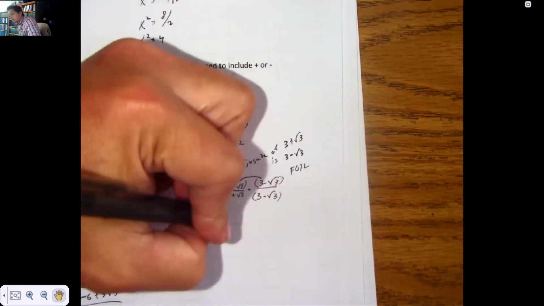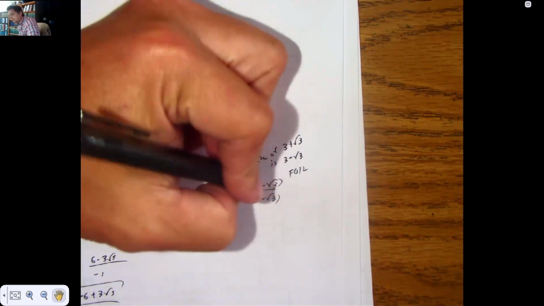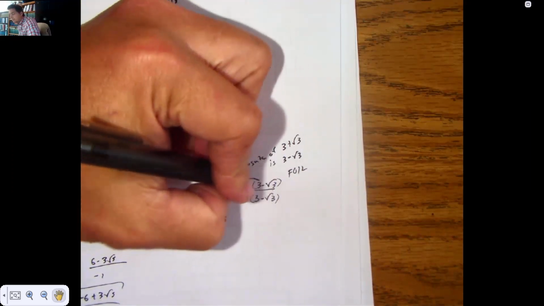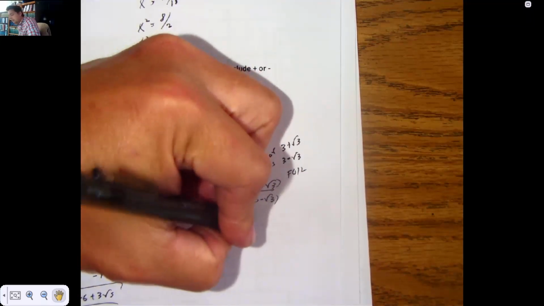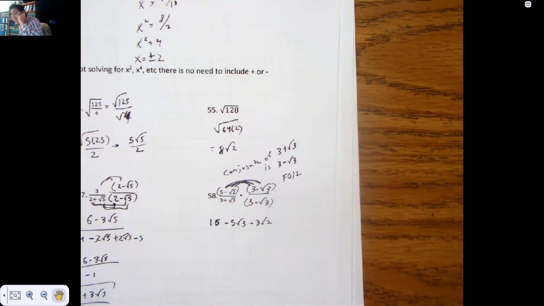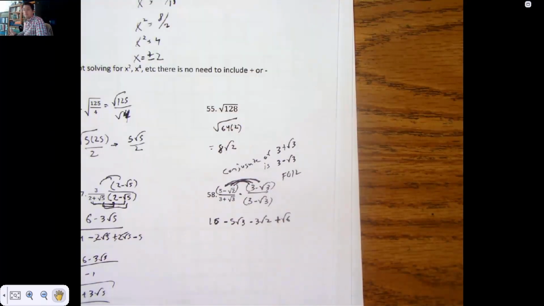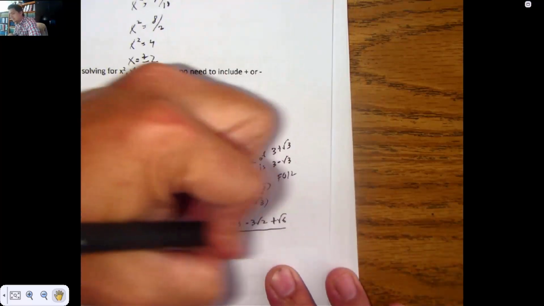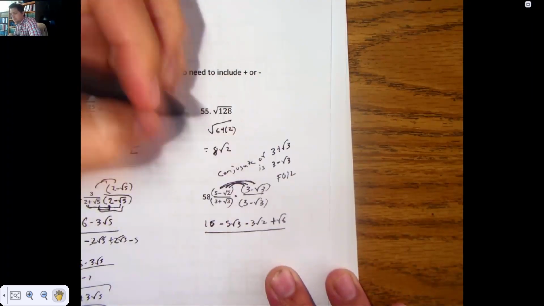3 times 5 is 15. I don't know why I went that way. 5 times 3 is 15. 5 times negative root 3, minus 5 root 3. Negative 2, root 2 times 3 is negative 3 root 2. And negative root 2 times a negative root 3 is a positive root 6. Those are 4 things. While they're all numbers, they're not quite alike. You can't add them together. They're irrationals, and that's exact form, and I know how kids feel about that, but it is what it is.